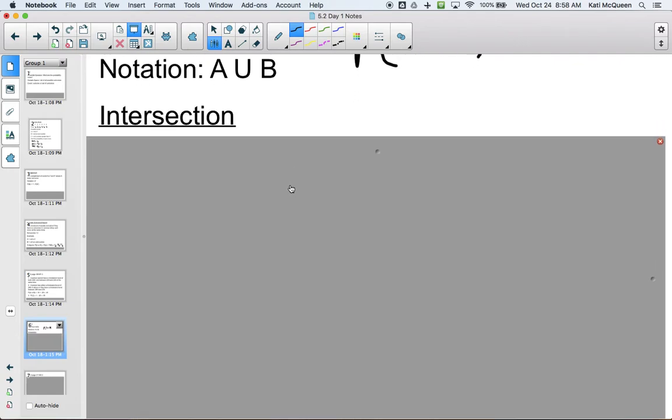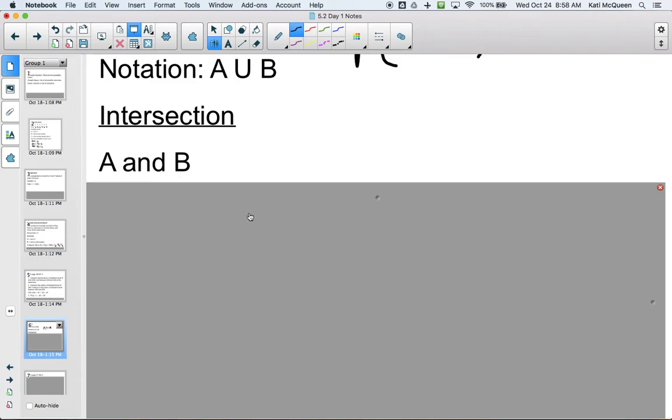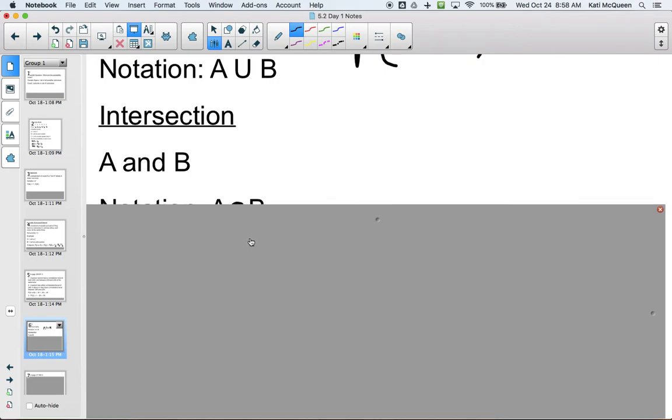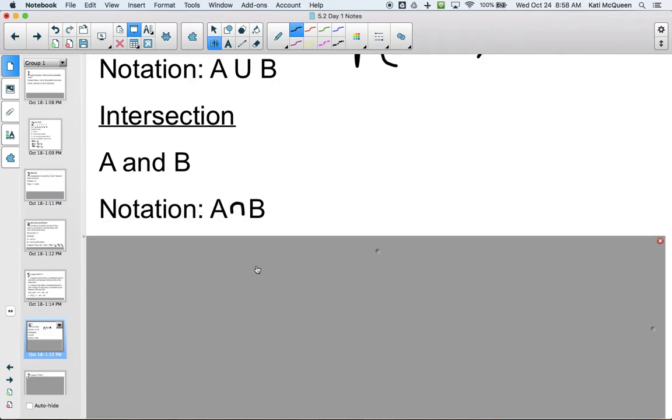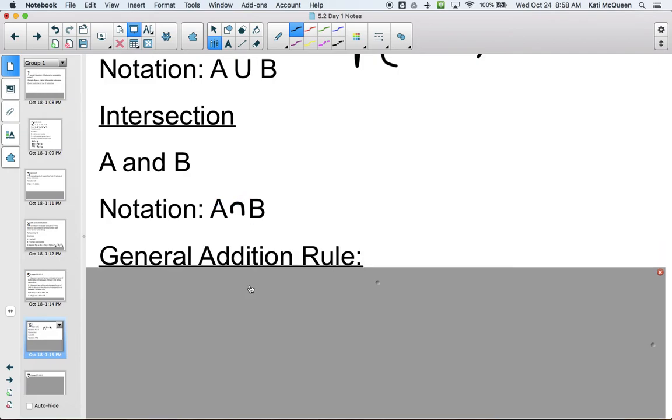Okay, along with the union, we have something called an intersection. An intersection is where two things collide. So an intersection is A and B, and that's where A and B both happen. The symbol for an intersection is just an upside down U. This would be read "A and B."